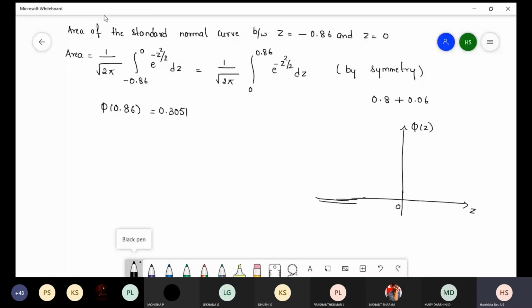0.3051. Here also standard normal curve, it will come here. I just mark somewhere here 0, minus 0.86. The area between minus 0.86 to 0 is 0.3051. So according to the normal distribution probability value, we can write minus 0.86 less than or equal to z less than or equal to 0, that is equal to 0.3051.